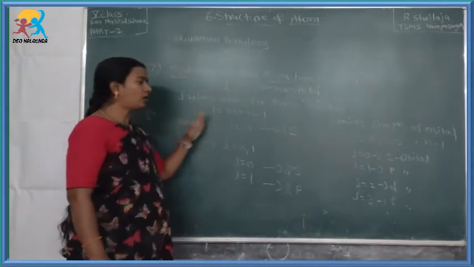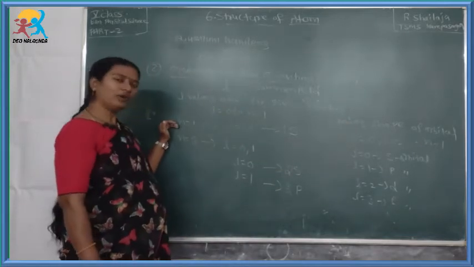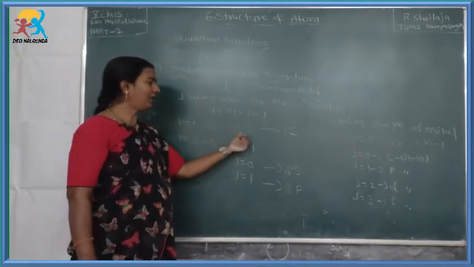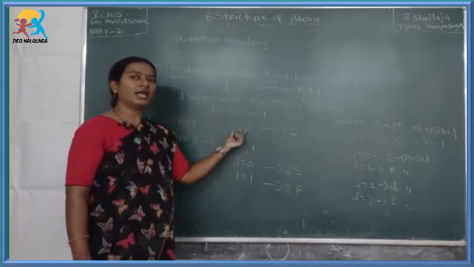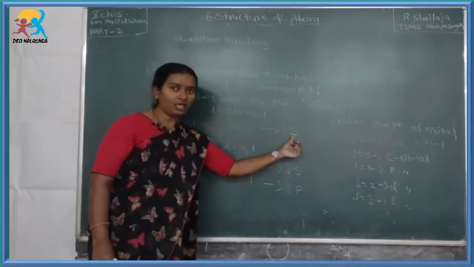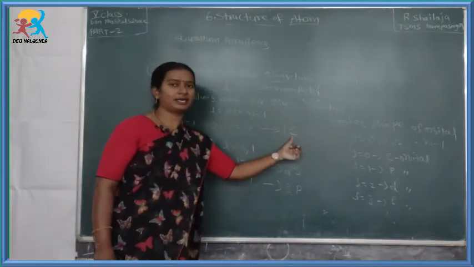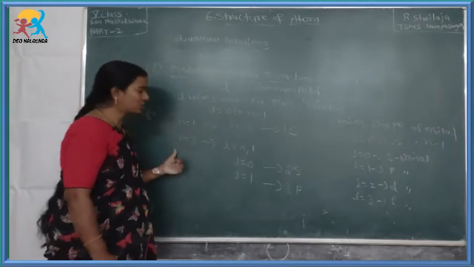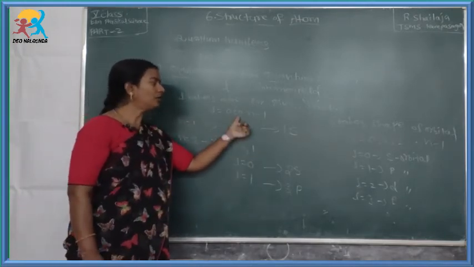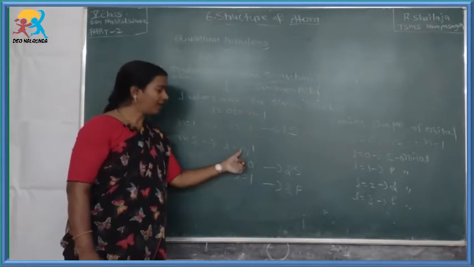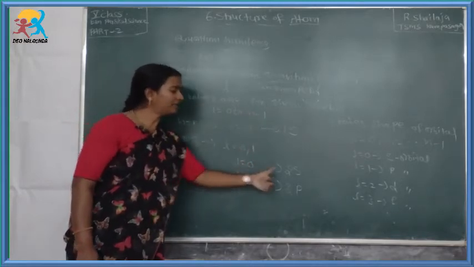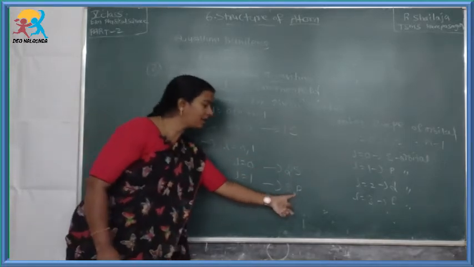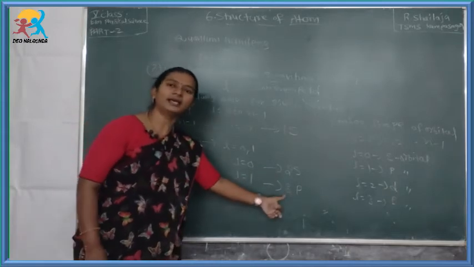So for a given n value, how many L values are there? For n equals 1, L equals 0. Okay, it is the first shell, L equals 0, which means S orbital. First shell S orbital is written as 1s. And next, for the second shell, L values are 0 to n minus 1, that is 2 minus 1, which is 1, so 0 and 1. L equals 0 means S orbital, second shell S orbital is 2s, and L equals 1 means P orbital, second shell P orbital is written as 2p.